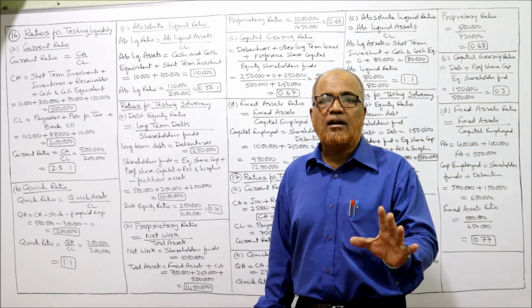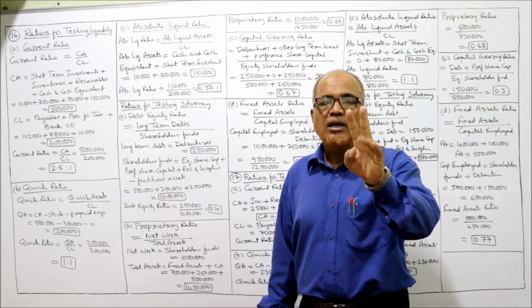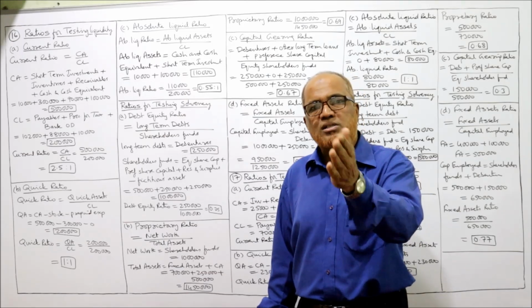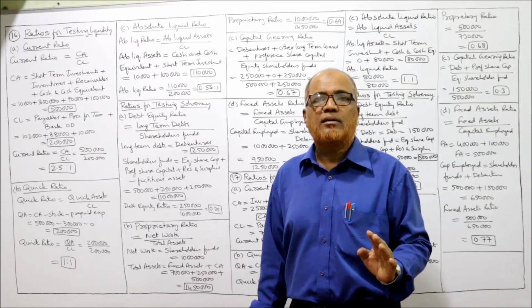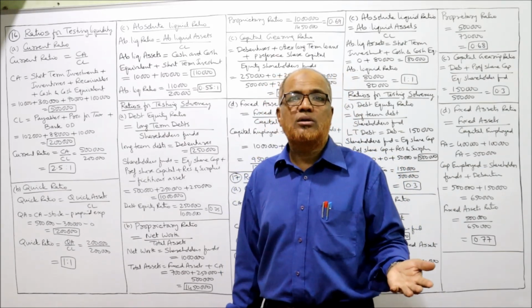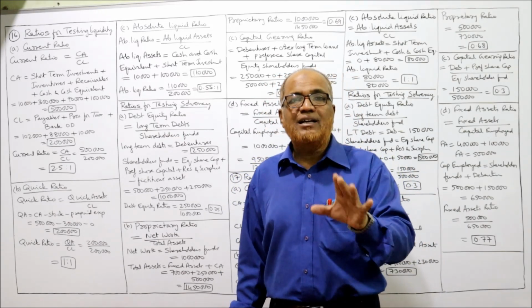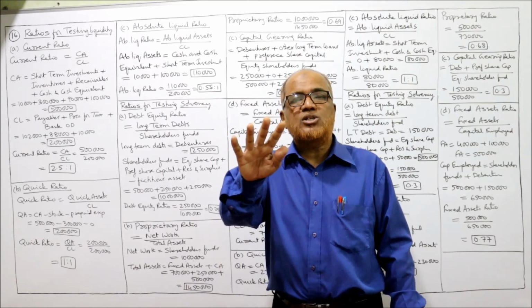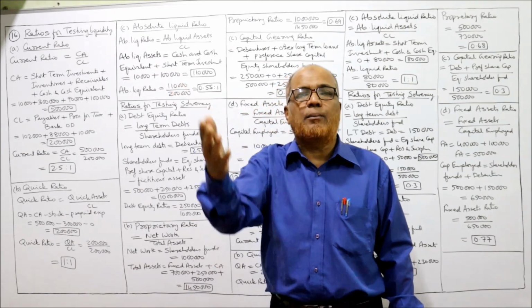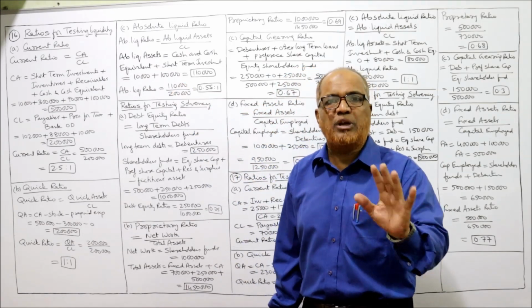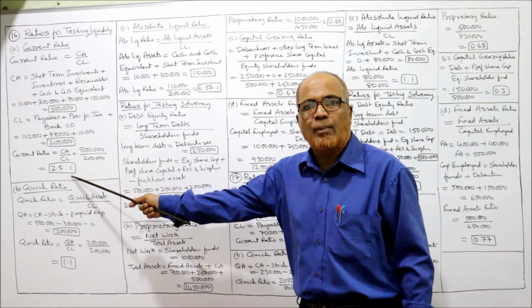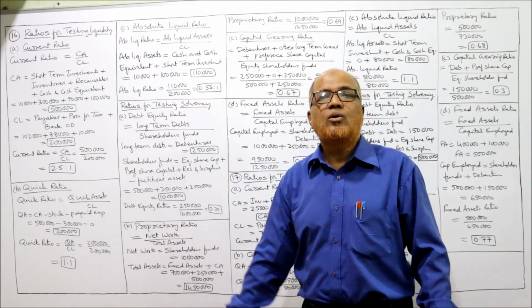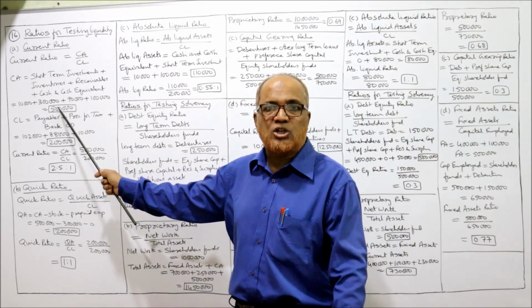The standard current ratio is 2:1. If the current ratio is 2:1 or slightly more than 2:1, that means the liquidity position is good. So the ideal ratio says the current assets should be at least the double of current liabilities, at least, minimum. So here it is more than double. So we can say the liquidity position is good from current ratio point of view.